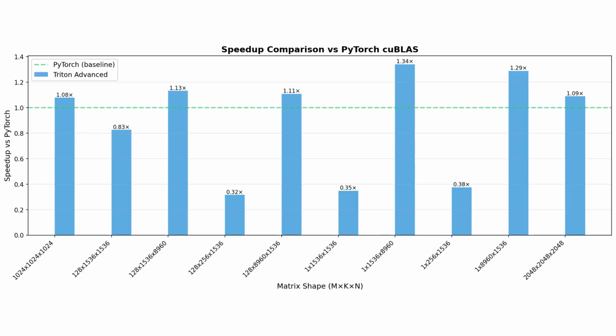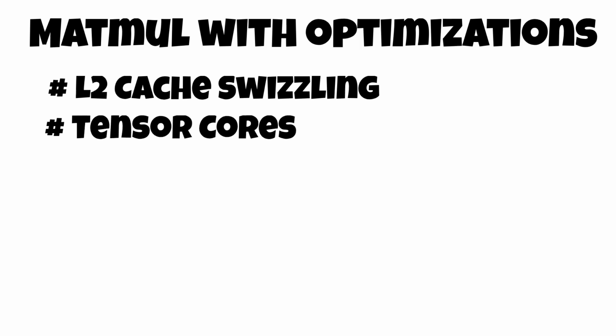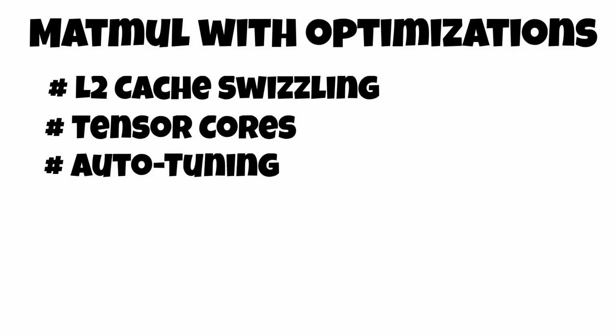But keep in mind, we achieved this with pure Triton, no external libraries, and we have full control over the kernel. We have learned a lot today. Memory caching is very important. Tensor Cores give us massive speedups if you are willing to use lower precision. And auto-tuning is your friend.